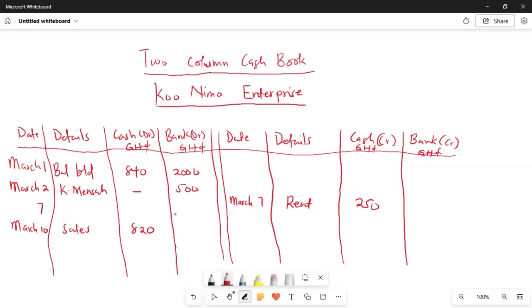So on March 12th, bank will receive. So here we are going to write cash and write the amount. The amount is 500. Bank is receiving, and when you come here, cash will be the one here. Bank. Very nice. So let's move on to the next transaction.